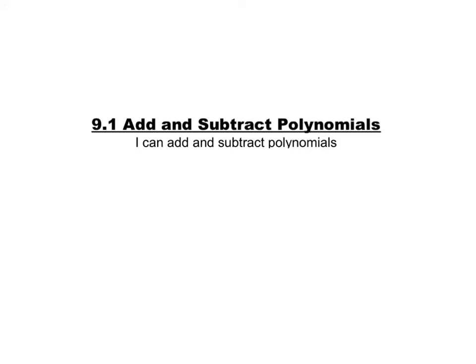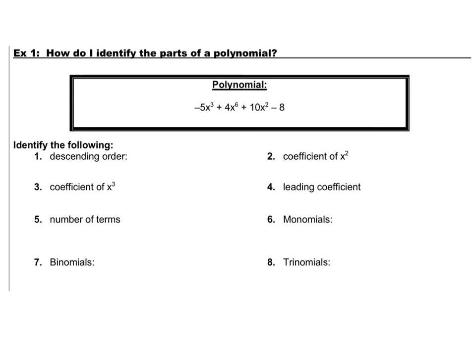In this lesson, we're going to be adding and subtracting polynomials. So let's start by identifying the parts of a polynomial. Let's talk about what polynomial means. The word poly means many. So we have a polynomial here with many terms. We have negative 5x to the third plus 4x to the sixth plus 10x squared minus 8.